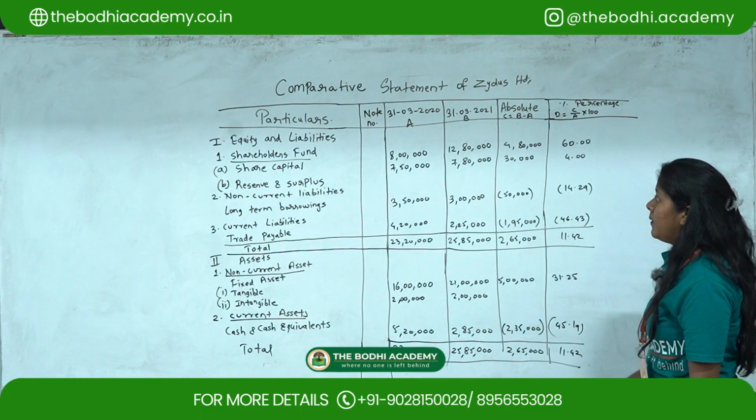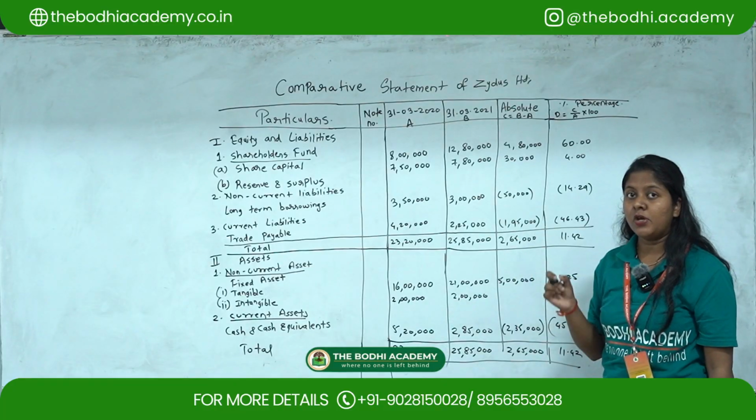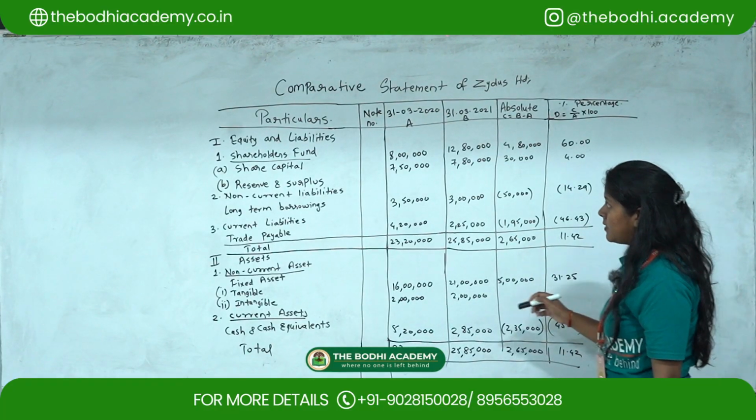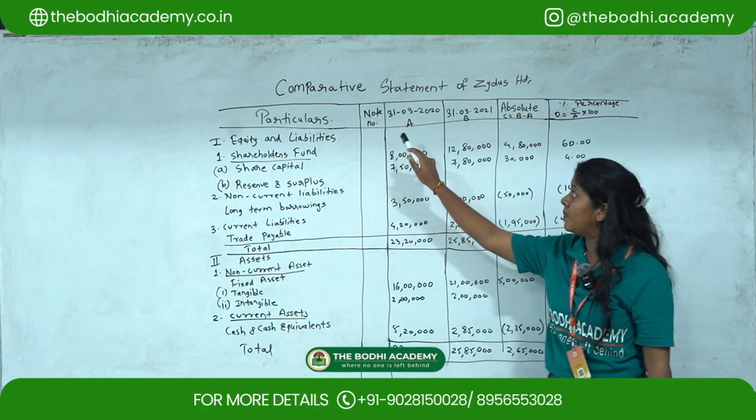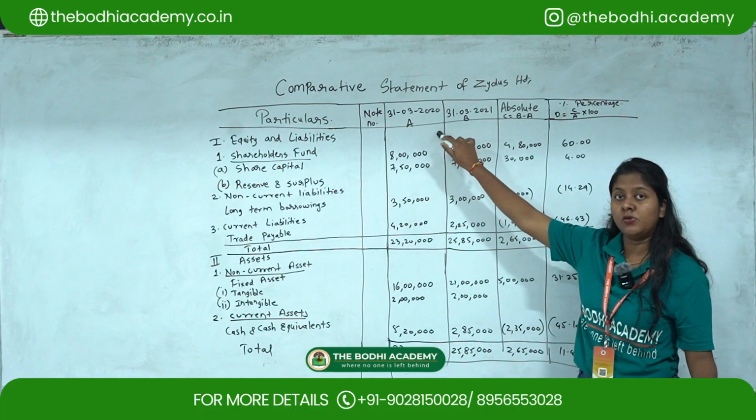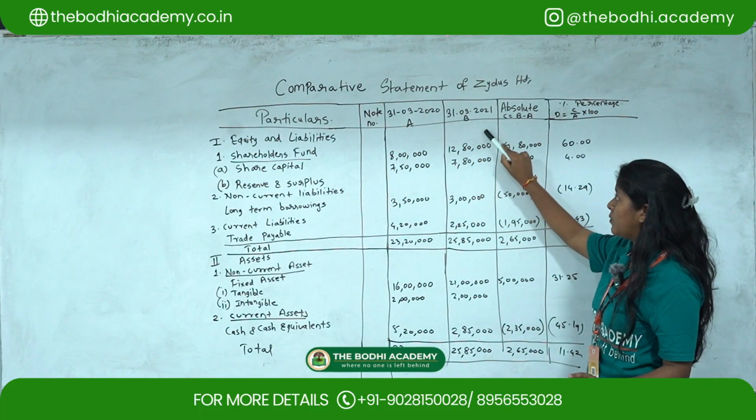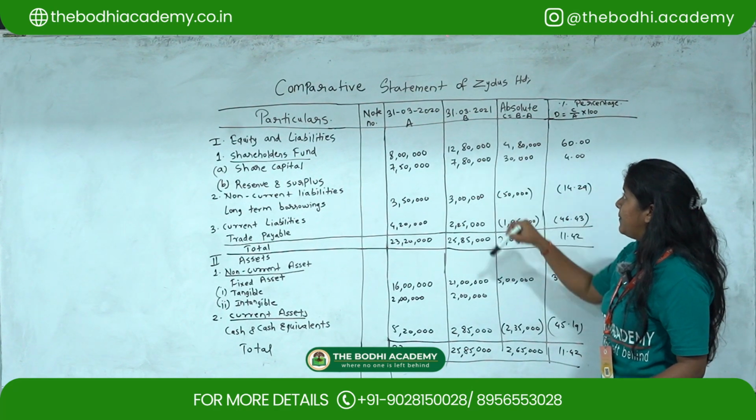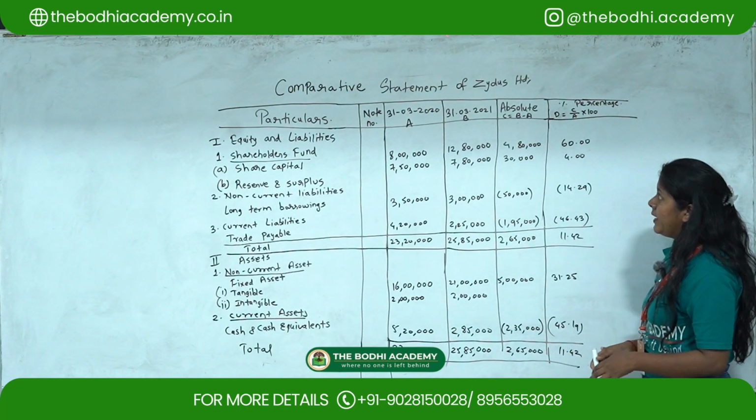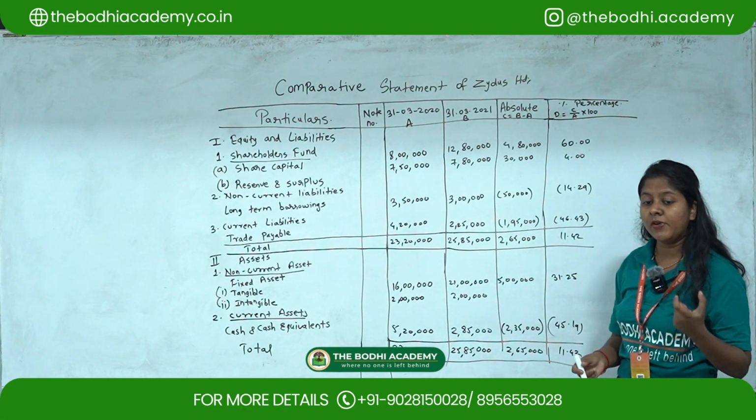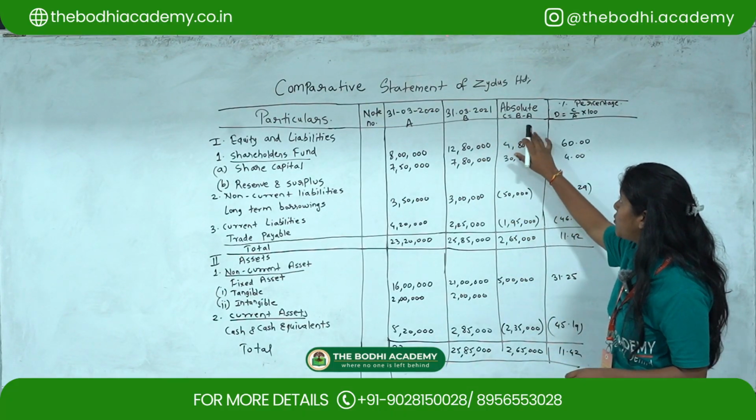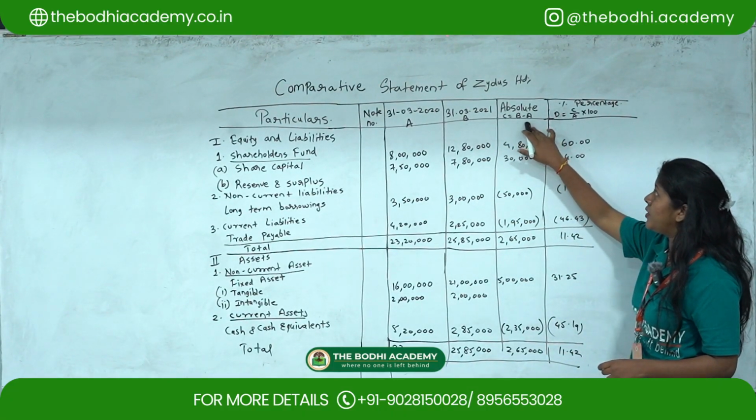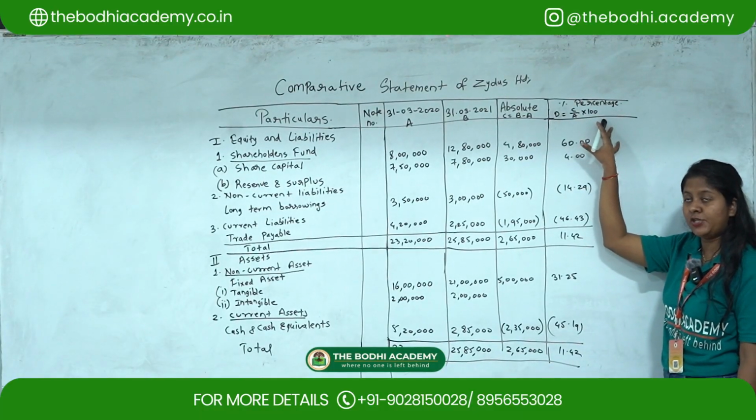Now, the first step is you have to write down the amounts as they are. Whenever you are starting the solution, you have to write down particulars, note number, the previous year 2020 and the current year 2021. Then after that you have to calculate. In a comparative statement we compare the years, so whenever you are writing you have to add two columns, that is absolute change and percentage change.